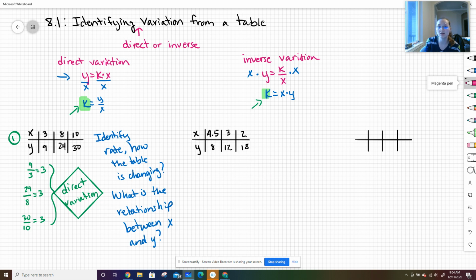So let's take a look. Now I need to know if x times y is the same constant. I'm going to take 4.5 times 8, and I get 36. I'm going to take 3 times 12, and I get 36. And I'm going to take 2 times 18, and I get 36. Since all of my x's times their corresponding y value gives me the same constant, I know this is inverse variation.